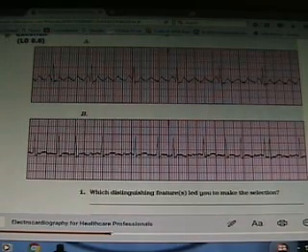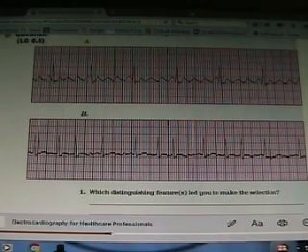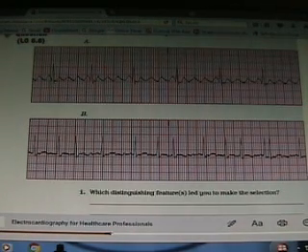Which one is the flutter? A or B? Fibrillation is the worst. Flutter is next to worst. So which looks next to worse? A. A looks bad, but at least it's kind of organized. So that's got to be flutter. Think what? Little waves in a pool. That's what it looks like. Now, B is fibrillation. Because why?